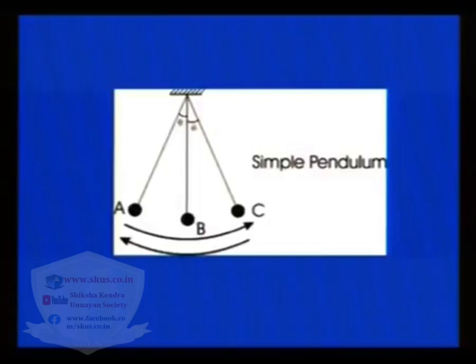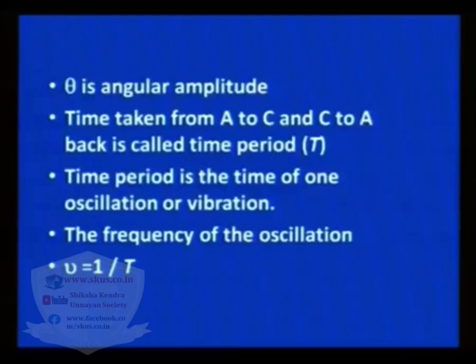When this simple pendulum is released to oscillate, it goes from A to C through B and comes back to A through B, and we say that this is one complete oscillation. Theta represents the angular amplitude here, and the time from A to C and C back to A is called the time period. It is the time of one oscillation or one vibration. The frequency of the oscillation is 1 upon the time period.